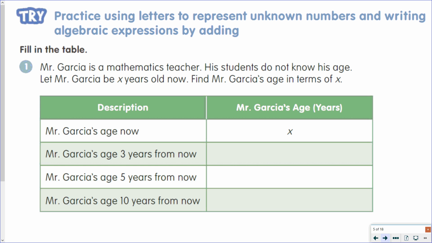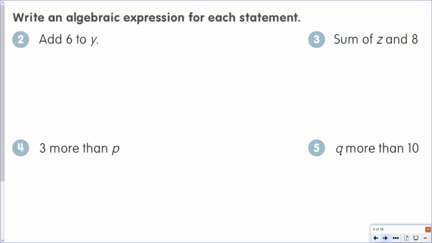So 3 years from now, we know he's going to be x plus 3. Or if you put 3 plus x, same thing. 5 years from now, he would be x plus 5. Or yes, you could put 5 plus x. And 10 years from now, he'd be x plus 10. Or again, you could put 10 plus x. If we add 6 to y, we have 6 plus y, or you have y plus 6. Either one of those is fine.